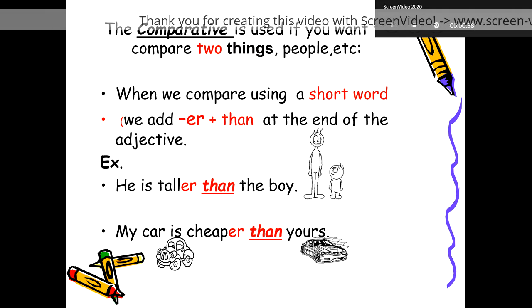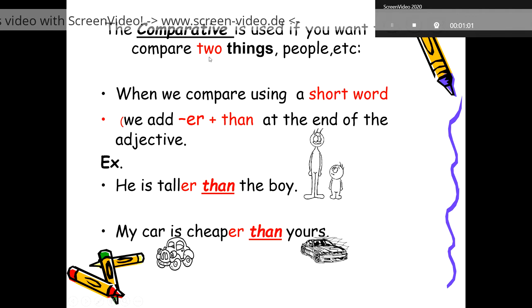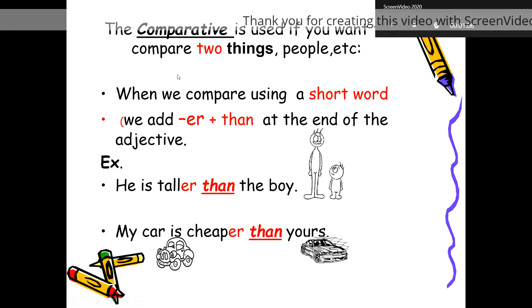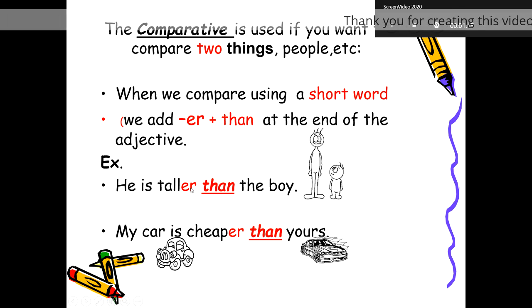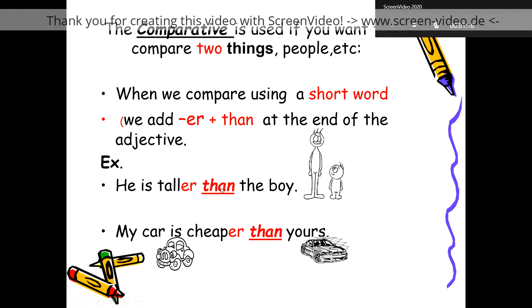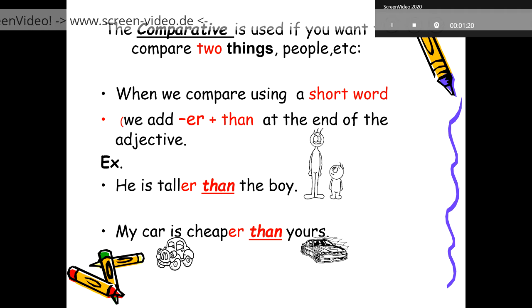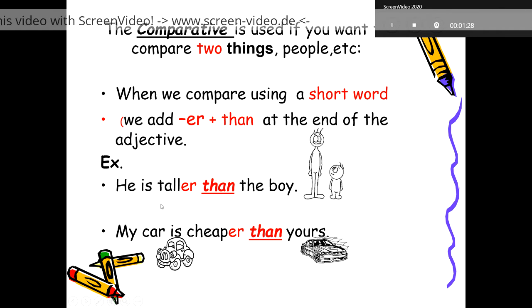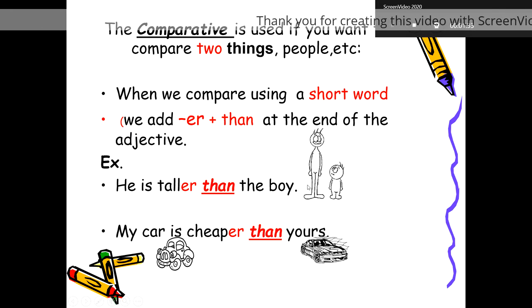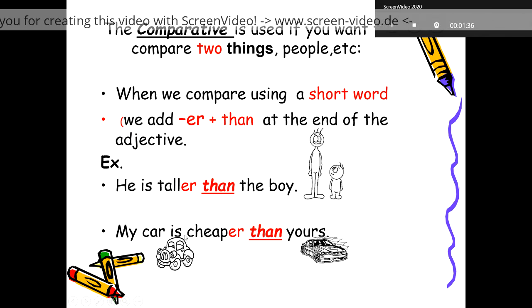The comparative is used if you want to compare between two. If you want to compare between two, you will use the comparative adjective. When you compare using a short adjective, we add er to the end of the adjective and then the word than. Look at this one who is tall and this one who is short. We have two. We want to compare between the two. We will say he is taller than the boy.